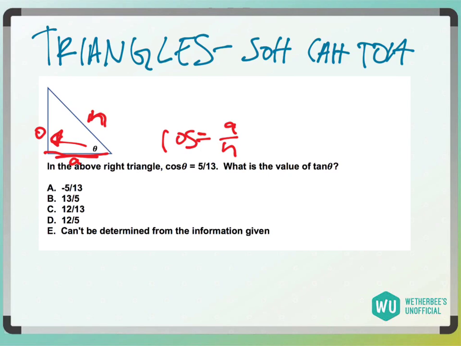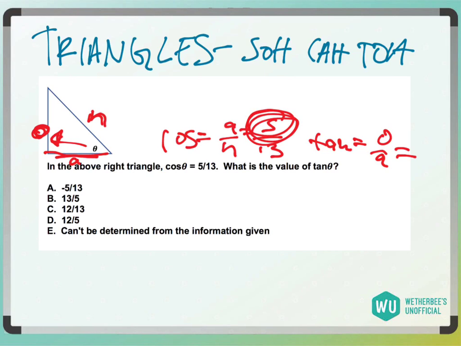So if the cosine of theta is a over h, and it's 5 over 13, a is 5 and h is 13, right? So we want to know the tangent, and tangent is O over a, right? So if I want to know the tangent of this, I want to find this right here over a, right? And we know that a is 5, right? So actually you can immediately cross off a and c, and you can cross off can't be determined because we can determine it, right? And it's a right triangle, right?